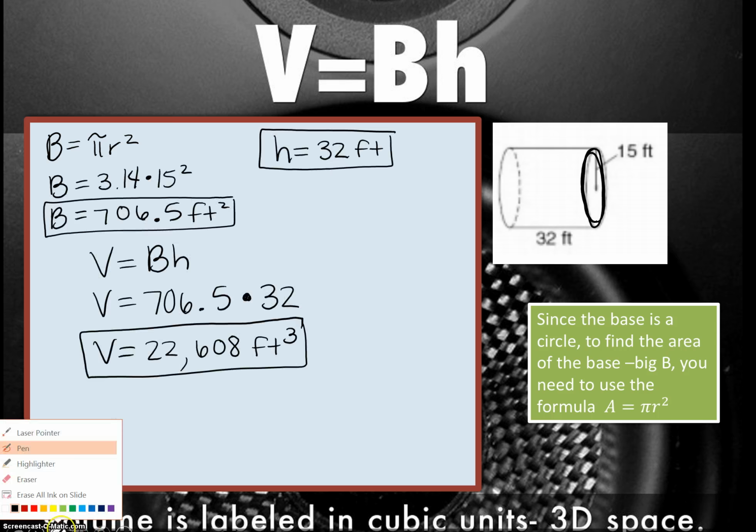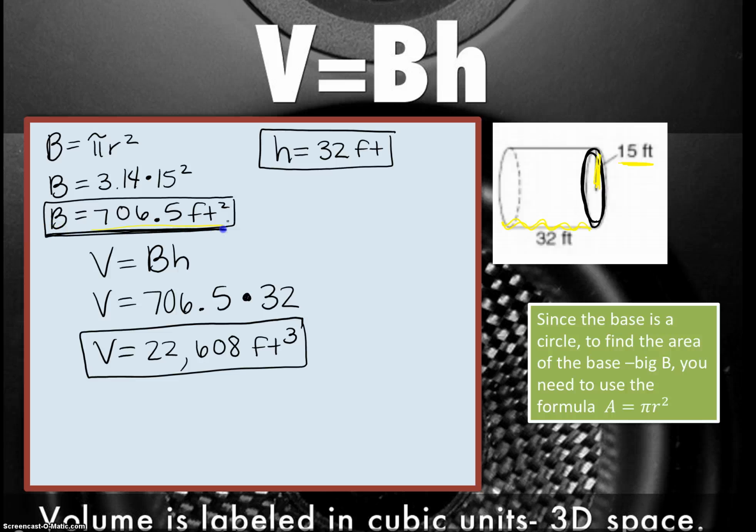When you found the big base, you had to look at the circle and look at the radius. The radius is 15, so I substitute that 15 into 3.14 times 15 squared, or 3.14 times 15 times 15, to get a base of 706 and 5/10 square feet. The height is deceptive. Its height is a number that you have not used yet, so height is 32 feet. And so when I plug that into the volume formula, the area of the base times the height, I got a final volume of 22,608 cubic feet.